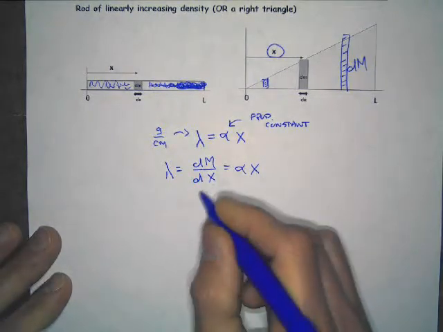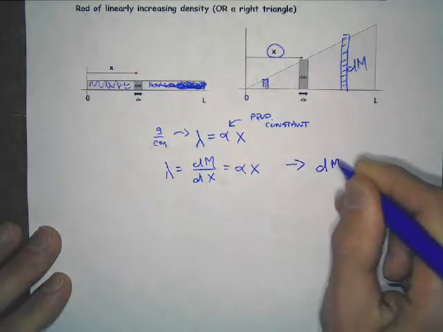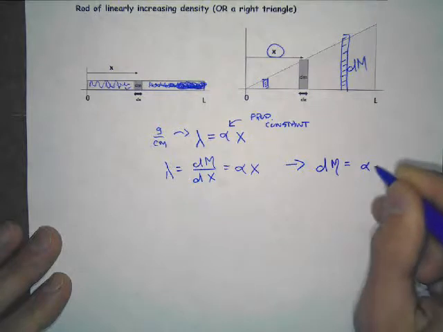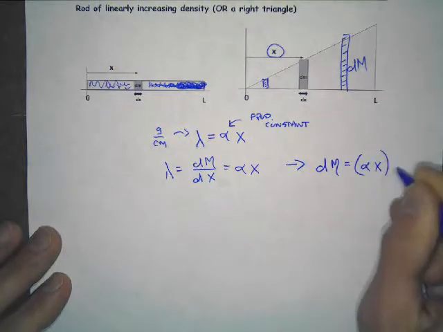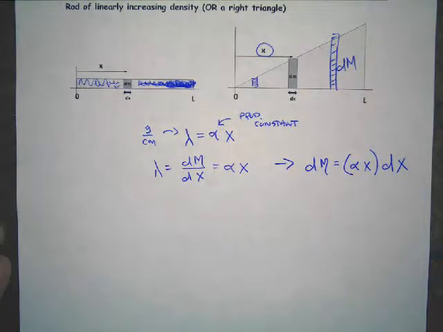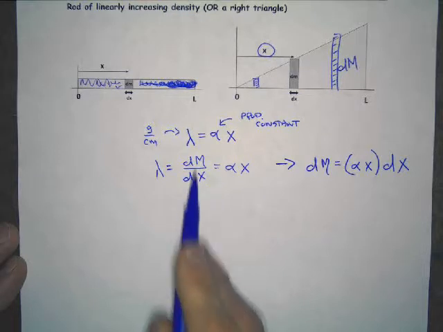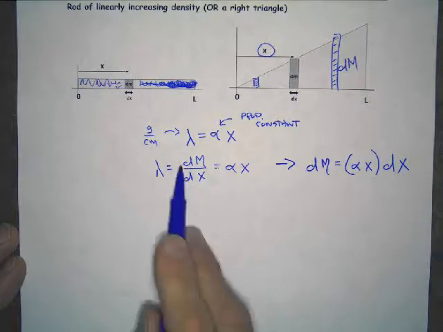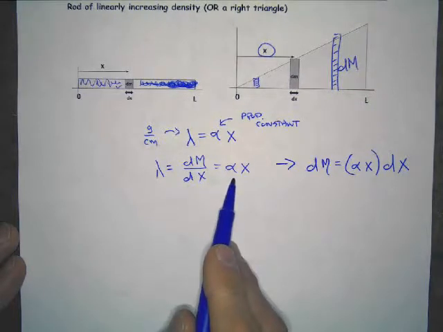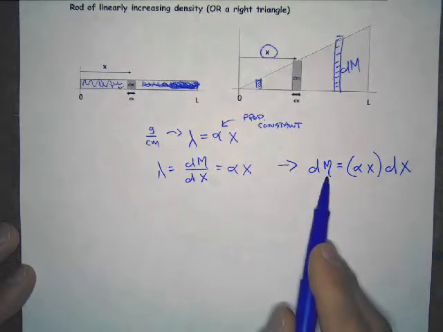Then we do the same game again. We rearrange, and my dm is equal to alpha times x times dx. I'm doing the exact same thing I did in the first problem: thinking carefully about writing down my density in terms of these differential terms, dm and dx. Then I rearrange so that I've got dm by itself, because that's the thing I want to kick out when I do the integration.